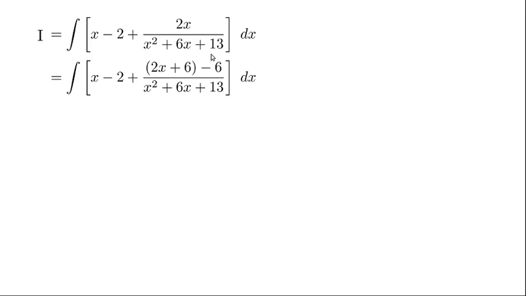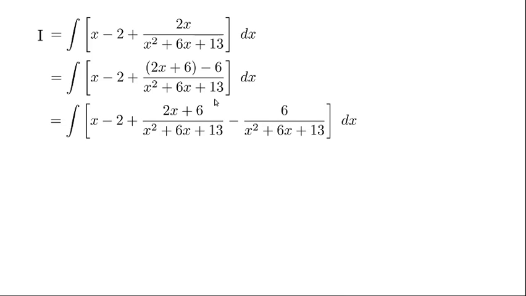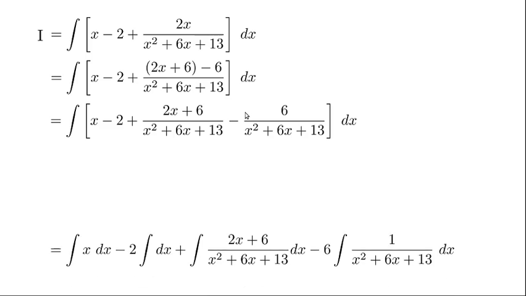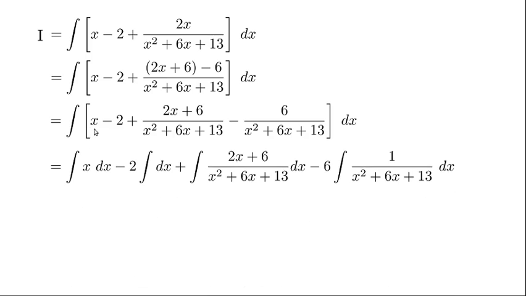Therefore, now we are going to divide here, and that gives you this part as it is, x minus 2 plus 2x plus 6 upon x square plus 6x plus 13 minus 6 upon this. Now take integration inside. When you take integration inside, this 6 goes out, those constant coefficients go out. So this becomes integration of x dx minus 2 times integration of dx plus integration of 2x plus 6 upon x square plus 6x plus 13 dx minus 6 times integration of 1 upon x square plus 6x plus 13 dx.